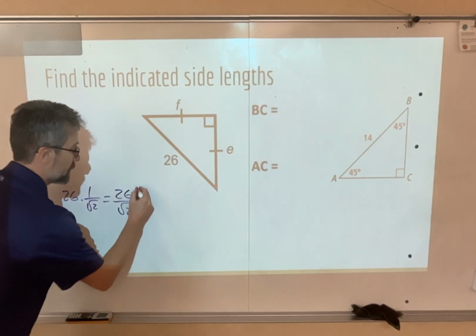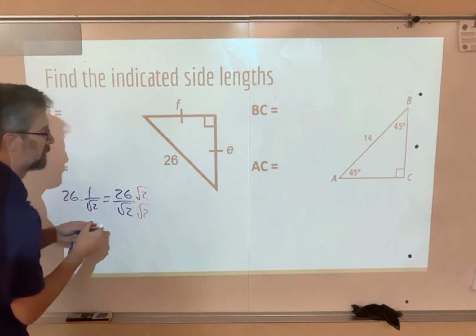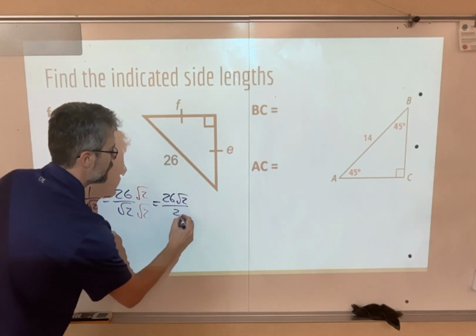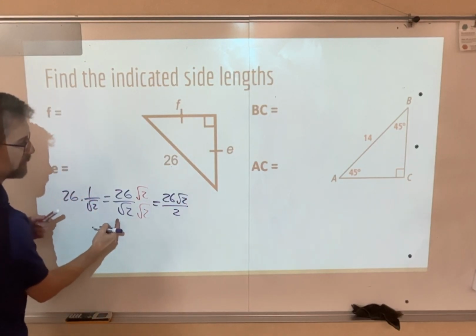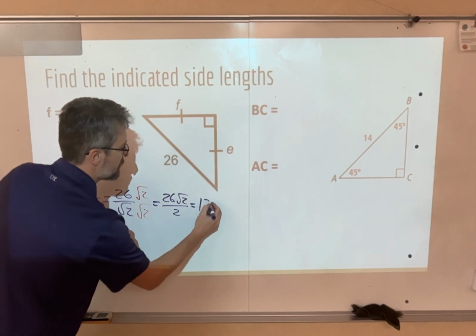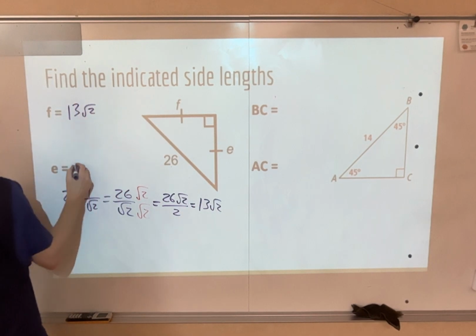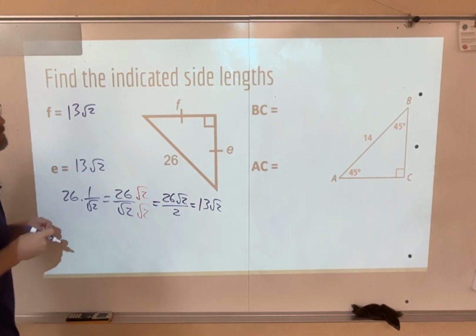But I do need to rationalize it. And that's going to make this 26 root 2 all over 2, right? Because those make just 2. And that becomes 13 root 2. So each of my legs has a length of 13 root 2.